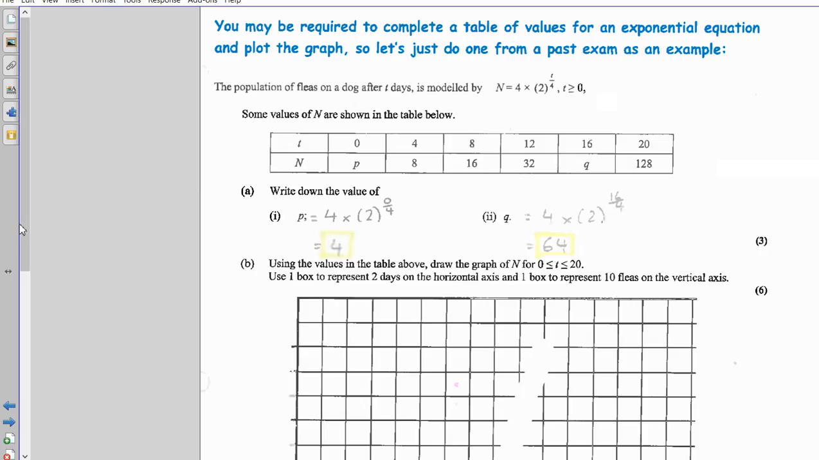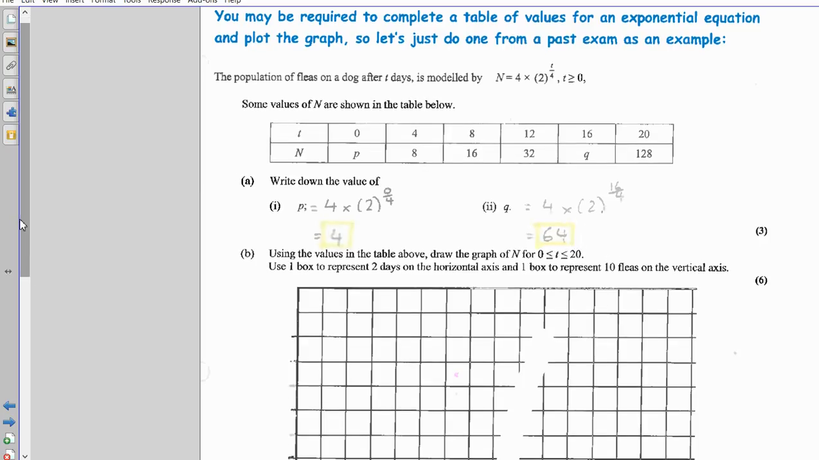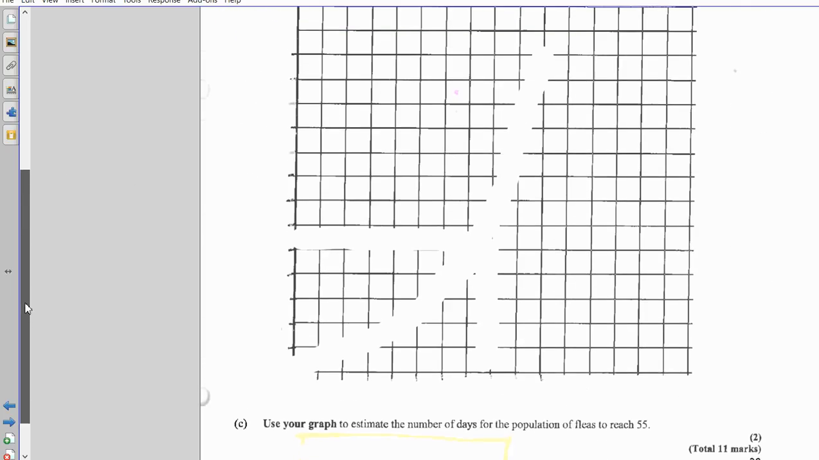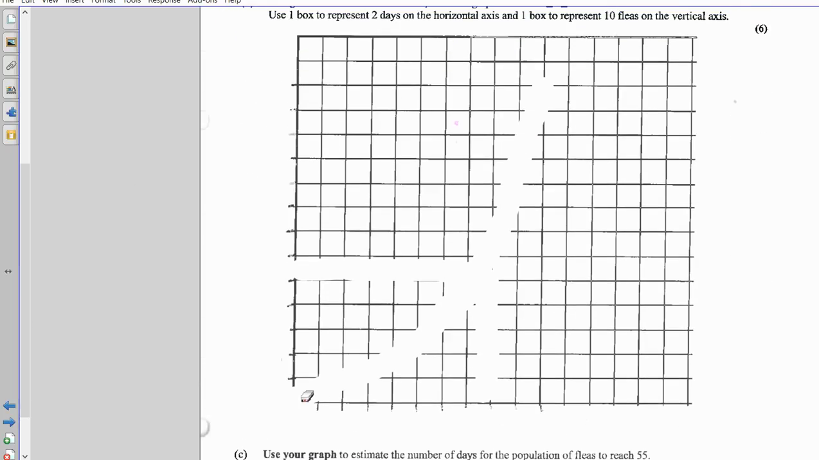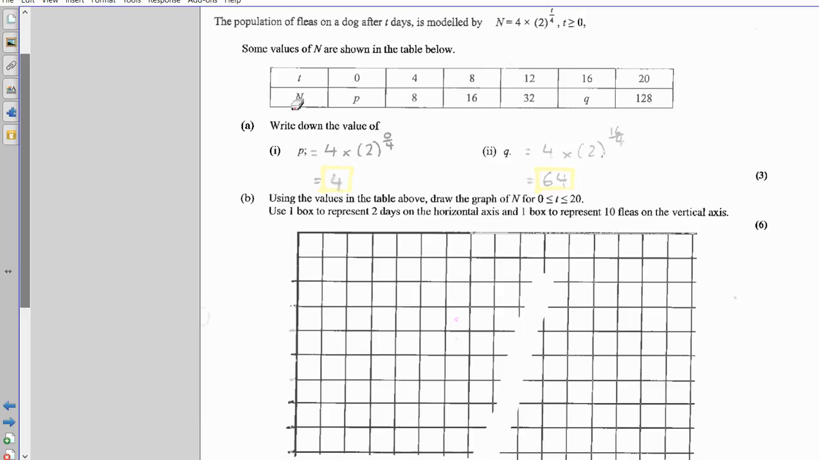Now you're just asked to plot them. So at 0, we're going to plot 4. At t equals 4, we're going to plot 8, and so on. You might want to label your axes, of course. Our x values need to go from 0 up to 20, and our y values have to go from about 0 up to 130, for example.